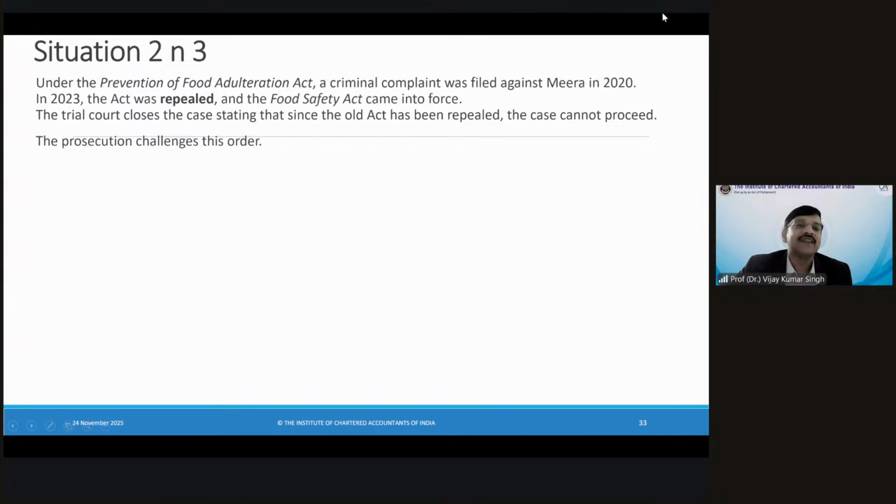First one is under the Prevention of Food Adulteration Act, a criminal complaint was filed against Mira in 2020. In 2023, the act was repealed and the Food Safety Act came into force. The trial court closes the case, stating that since the old act has been repealed, the case cannot proceed. The prosecution challenges this order. What do you think will happen in this case? You can put your answers here. What do you think will happen in this case? Prosecution is correct, but why?